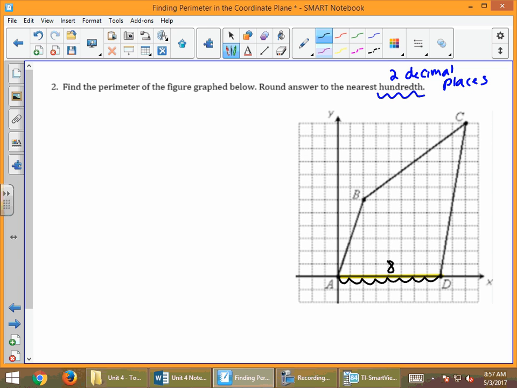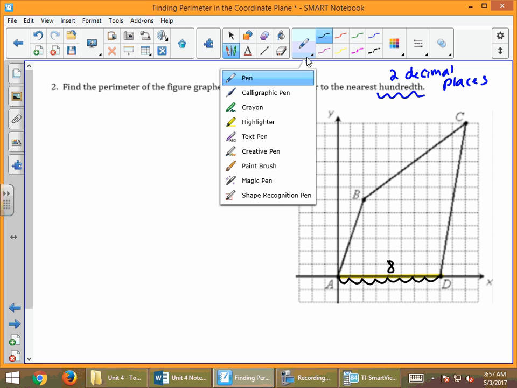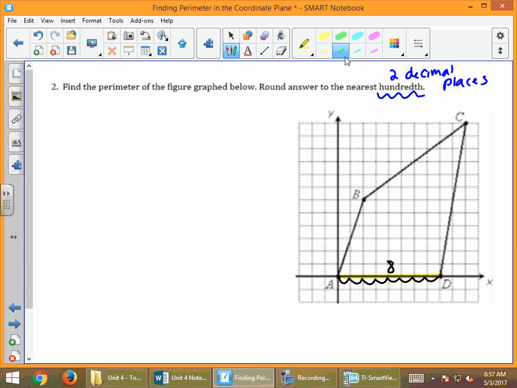Well, there are no other nice flat sides in this figure. So we're going to have to do exactly what we did in the last problem. We have to find the distance of each side using the Pythagorean theorem. And it doesn't matter which side you start with. I'm going to go ahead and start with AB. So make your right triangle with AB. Label your sides. Your slanted one's always your C. I'll make this one my A, this one my B.